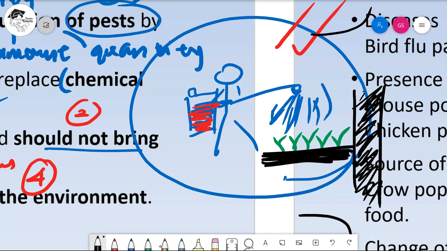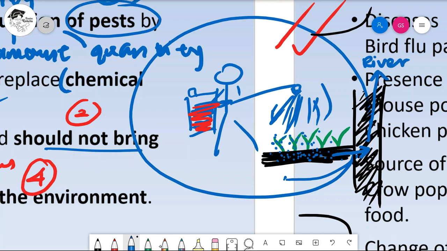So what happens is, when the chemical pesticide goes into the soil, the rainwater, air hujan, will bring the pesticide to the longkang. And it's going to flow to where?